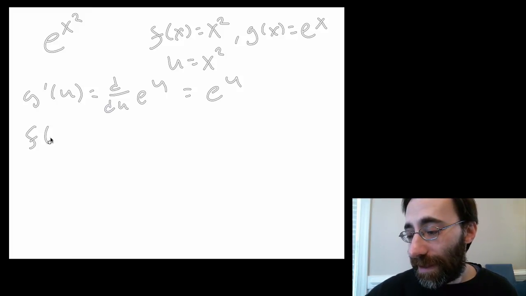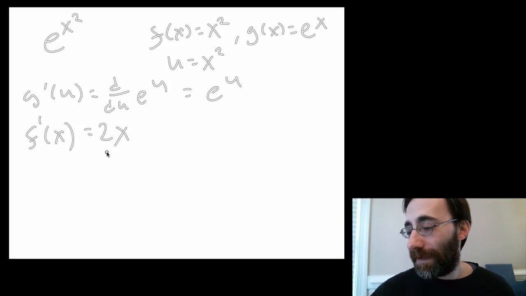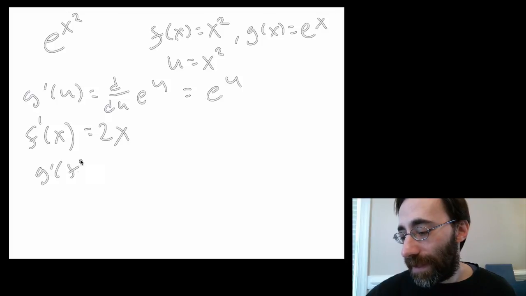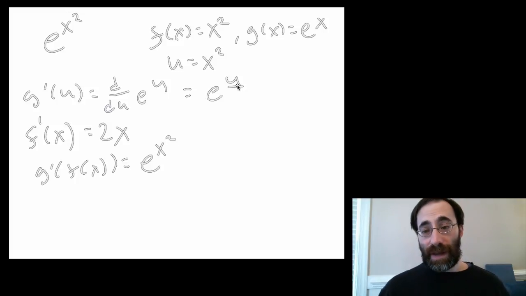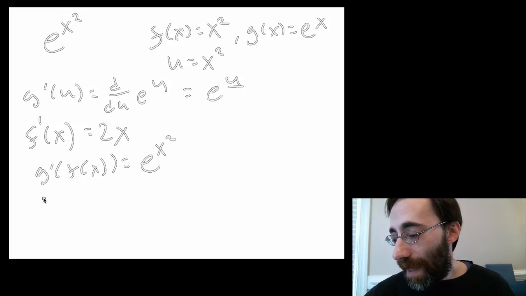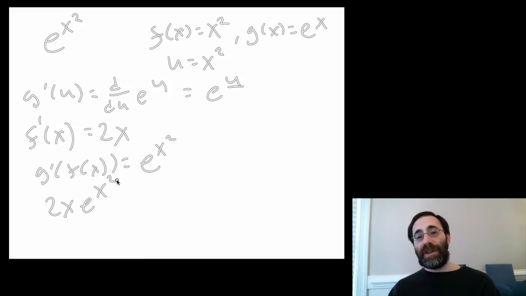f of x's derivative is going to be just 2x. So g prime of f of x is going to be the original function back again. You just plug in x squared for u, and then multiply together. You get the whole derivative is 2x e to the x squared. And that's how you can differentiate compound functions.